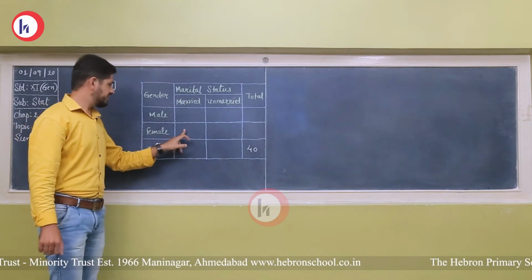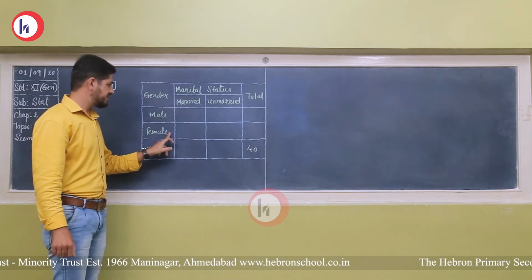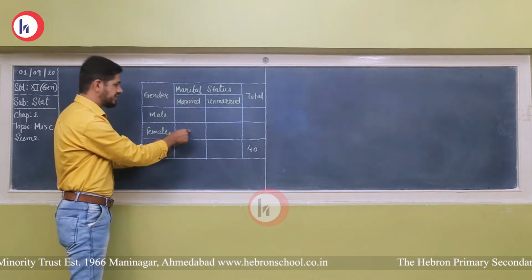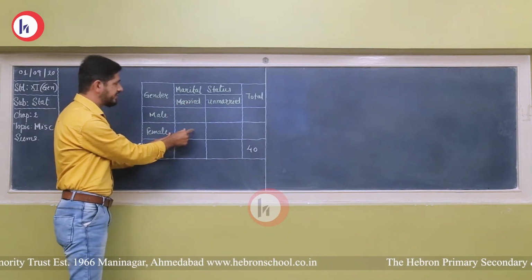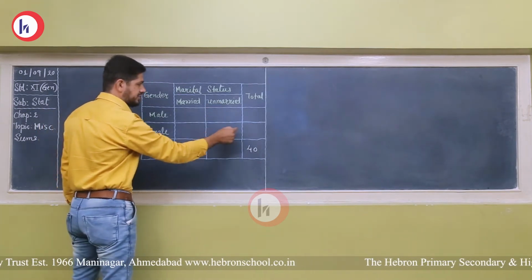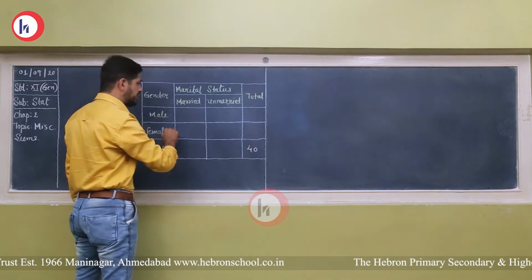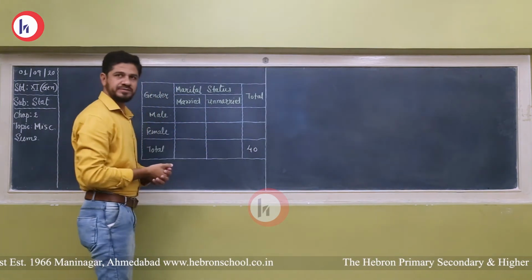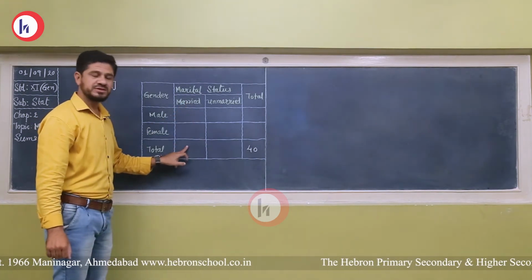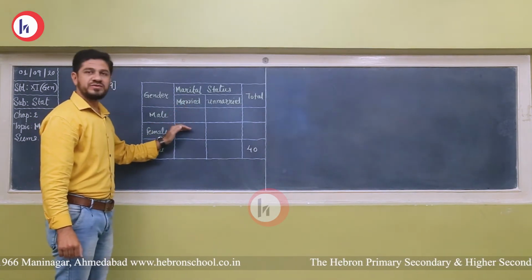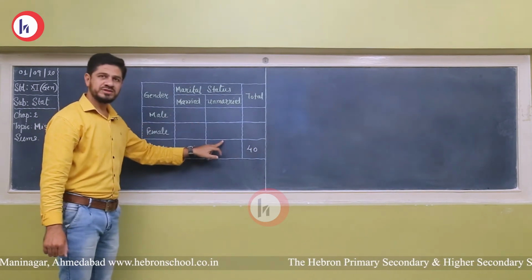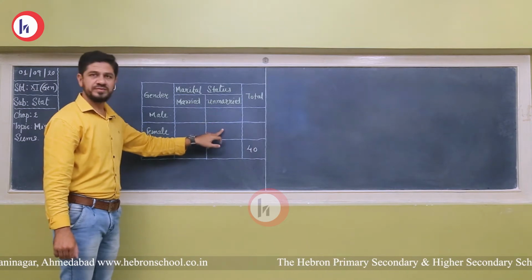This block indicates the married females. On the left side you can see the female, on the upper side you can see the married. So this block indicates the female married, and this block indicates the females that are unmarried. This block indicates the total number of females, married plus unmarried. Now the last one indicates the total number of married employees, males plus females, and the last one is the total number of unmarried employees, males plus females.